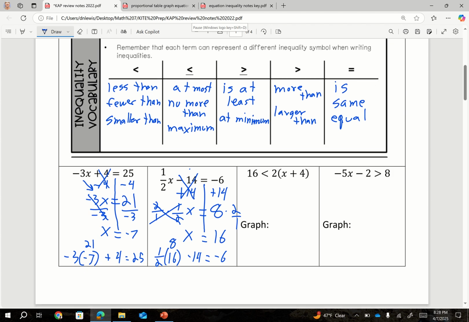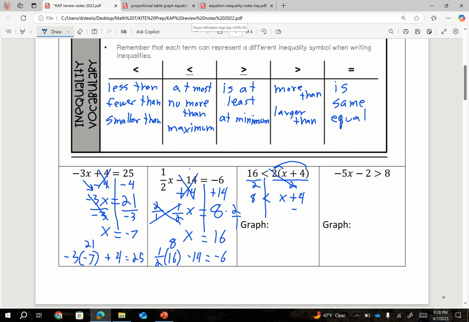Okay, we'll do 2 of these practice problems and graph. So I'll draw my line. I've got parentheses here, so I could distribute this 2. I could do 2 times x, 2 times 4, and rewrite it. But the quicker way of doing this, since this is 2 times the quantity of x plus 4, I can just go ahead and divide by 2 on both sides. 16 divided by 2 is 8. Bring down my symbol. I now just have x plus 4 because 2 divided by 2 makes 1. So now 8 is less than x plus 4.